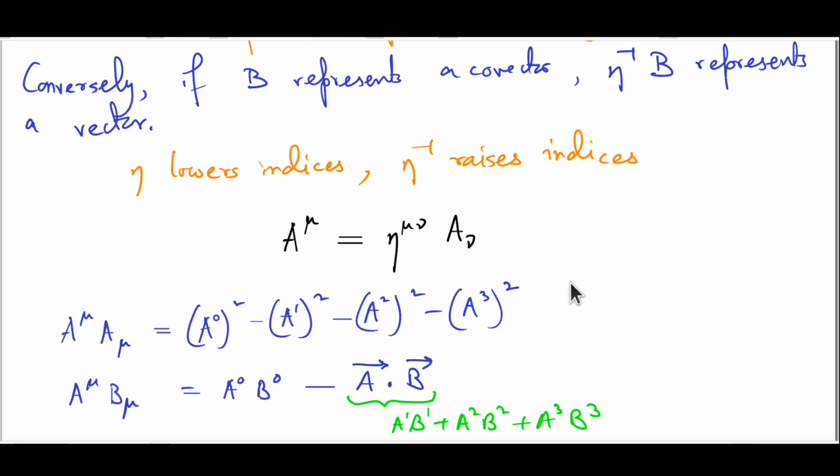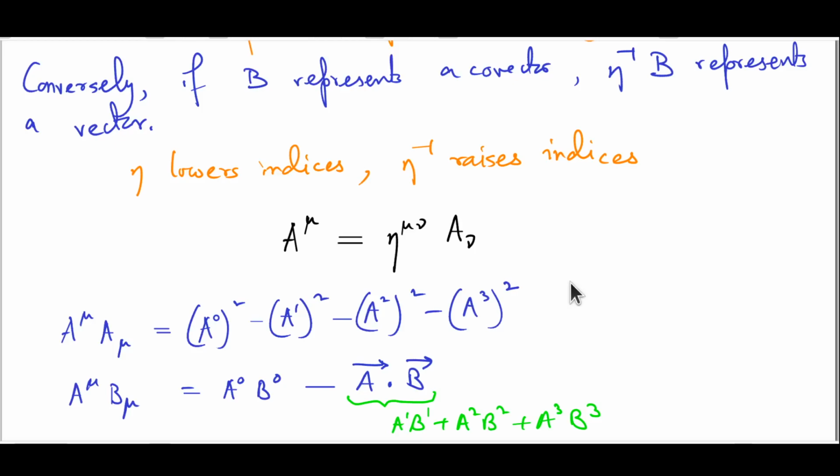So the equation becomes A upper mu, which is the contravariant version or vector component version of A lower nu, is given by eta upper mu nu A lower nu. Note that eta inverse happens to be exactly the same matrix as eta, so raising the index works exactly the same way as lowering does. It changes the sign of the spatial components and keeps the temporal component unchanged.